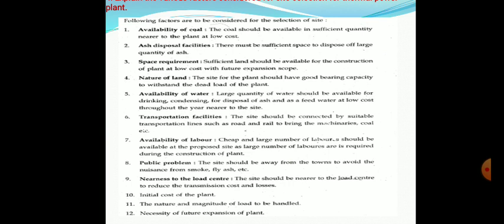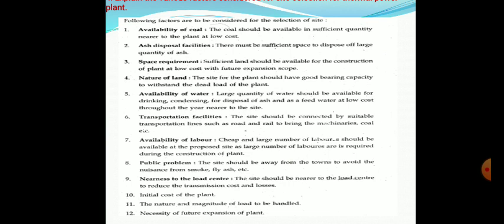So, following factors are to be considered for the selection of site. Availability of coal. The coal should be available in sufficient quantity nearer to the plant at low cost. Ash disposal facilities. There must be sufficient space to dispose of large quantity of ash. Space requirement. Sufficient land should be available for construction of plant at low cost with future expansion scope.